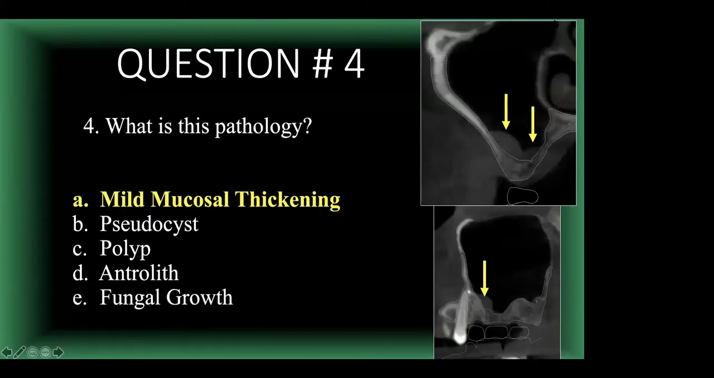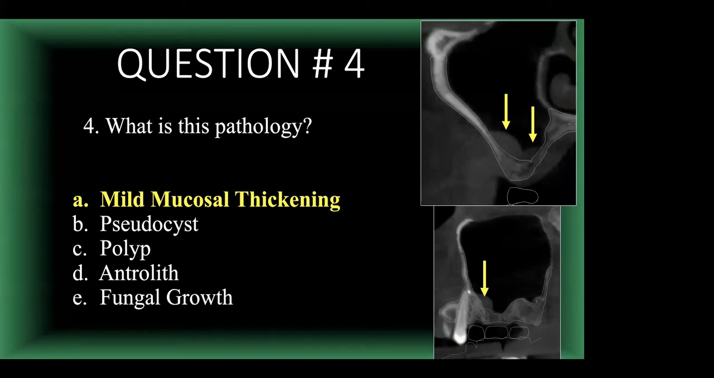So if we look at what this pathology is, right here, if you can see my cursor on these upper 2 arrows, it is mild mucosal thickening. A lot of you did pick pseudocyst, which if you look at the sagittal image, you would most likely call a pseudocyst. But after looking at that cross-sectional top image, you can see where the membrane is, it's actually just membrane thickening because it is not one dome.